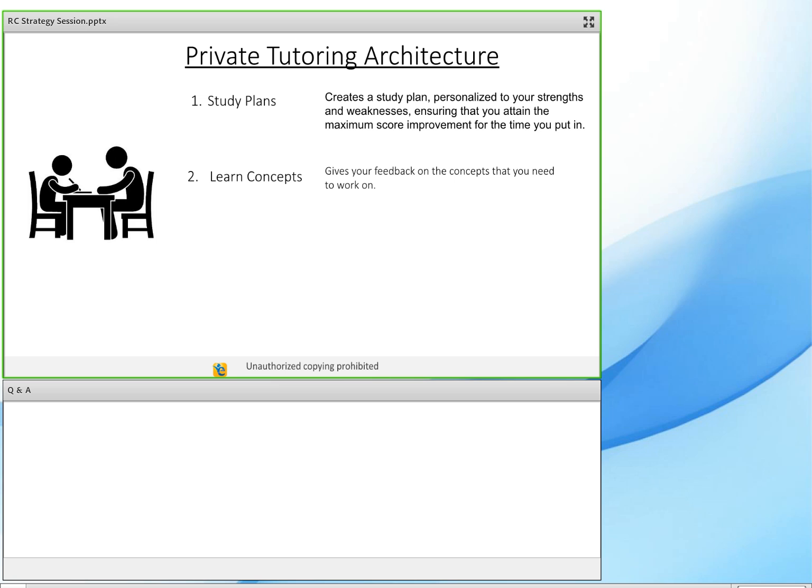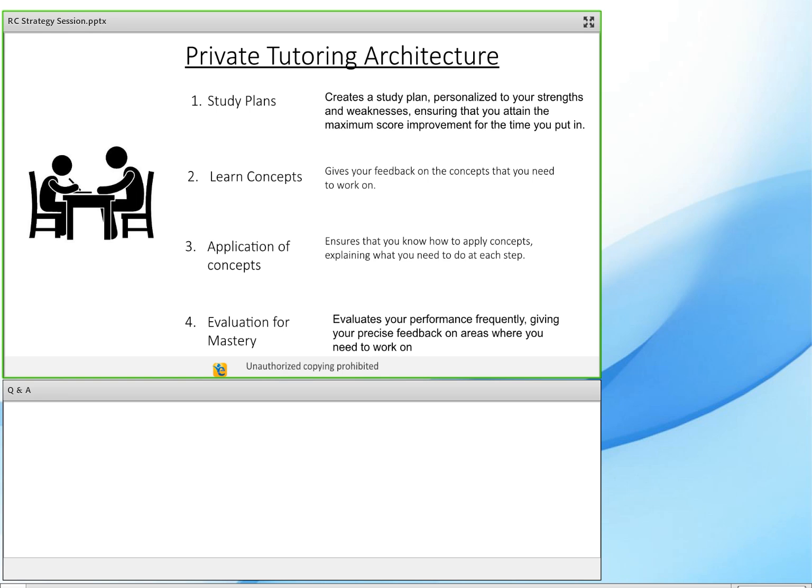Then a private tutor would teach you concepts and give you feedback as you're learning those concepts. Again, the intent really is, if you want to be in the top 6 percentile, you've got to learn concepts well enough such that it puts you in the top 6 percentile. Just merely knowing those concepts isn't enough. As you practice questions, the private tutor will tell you what you need to do in step 1, what you need to do in step 2, what it is that you need to do in step 3.